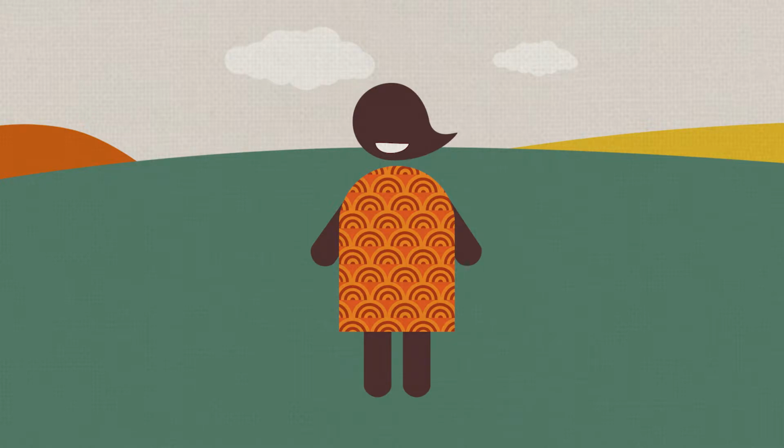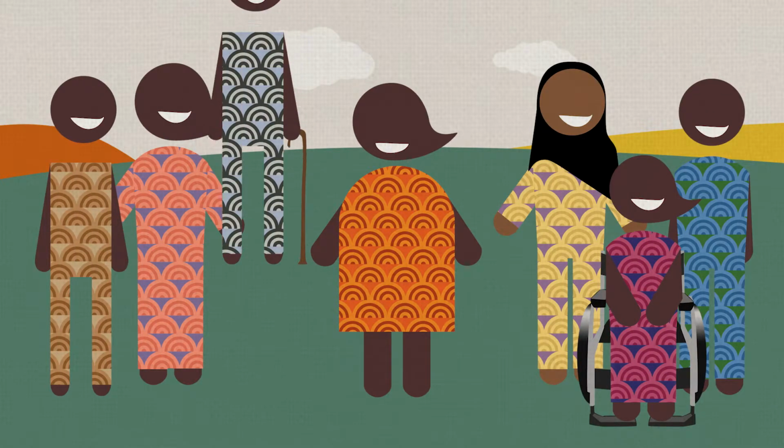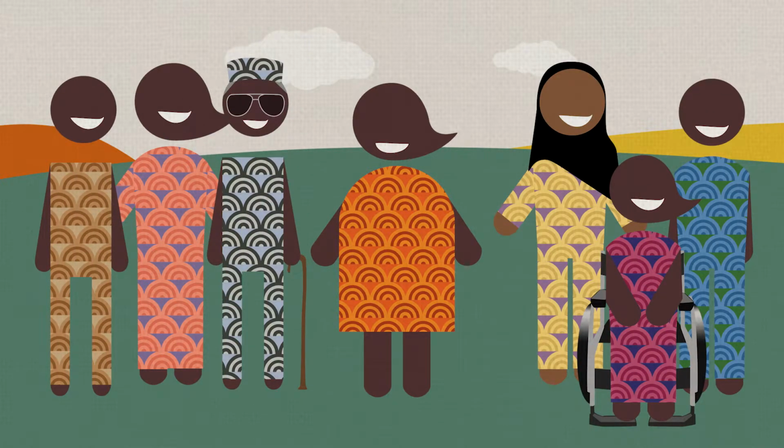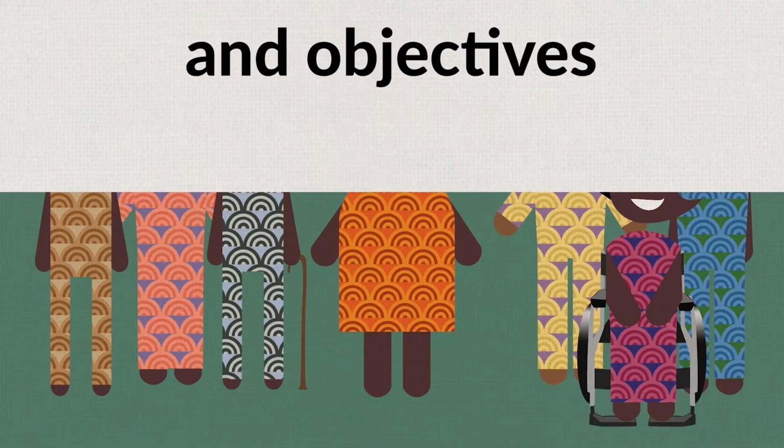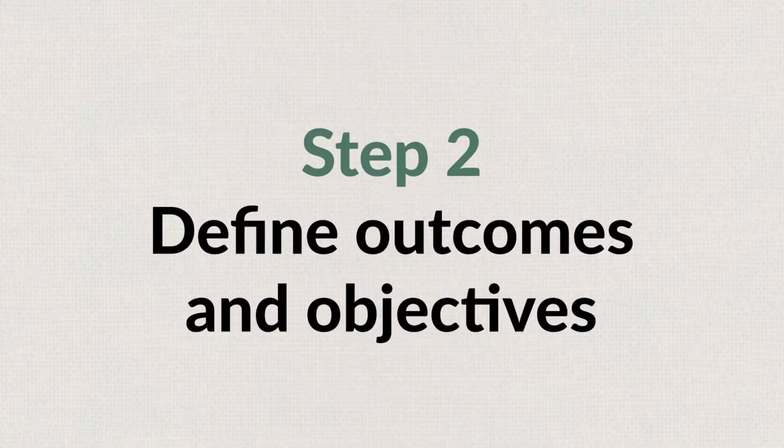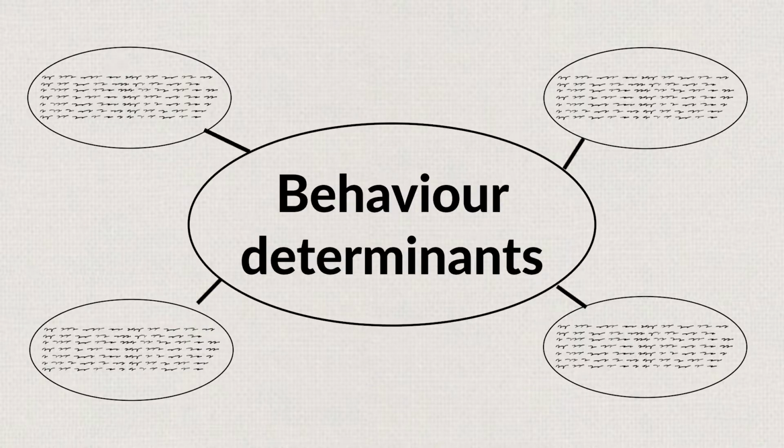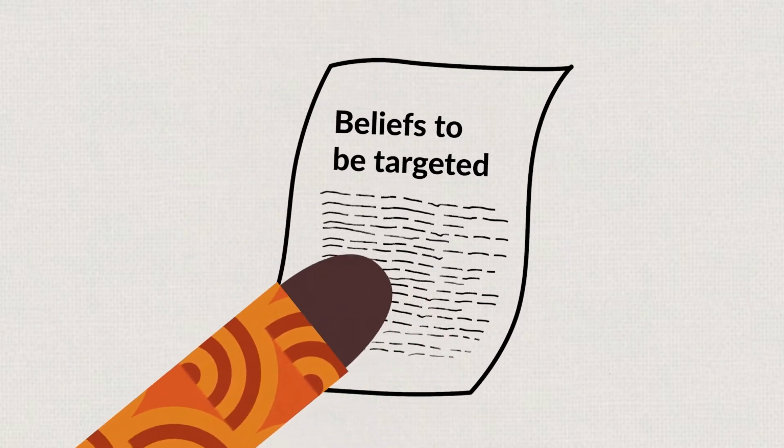We recommend that you establish a working group that includes members from within and outside your organization. Consult with this working group throughout your project. Step 2. Define outcomes and objectives. Use your research from step 1 to map the reasons why the behavior you want to change exists in the community. These are called the behavior determinants. Then identify which beliefs should be targeted by your project.